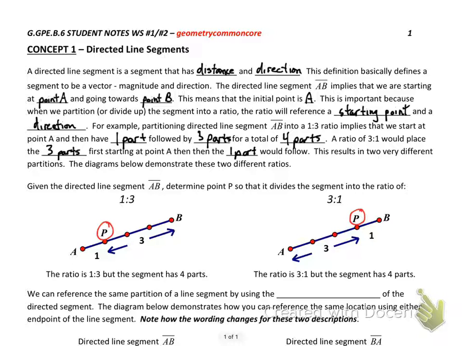So this diagram is a little bit weird because it has a bunch of points on it and only one of them is labeled P. But as long as you understand that this is the point that matters, this is where we're actually cutting the line at, then you're good to go. Okay. So any questions so far?